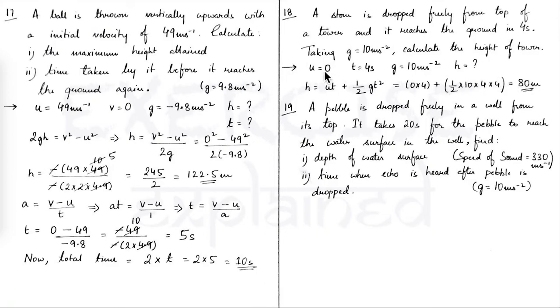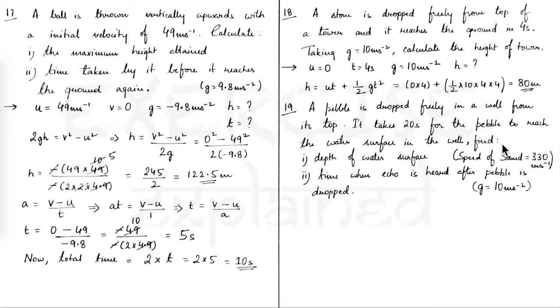Getting into the 19th question here, and that would be the last question for this video. So 19th question of exercise 3E, laws of motion. A pebble is dropped freely. So again it is dropped. So when it is dropped, initial velocity will be 0. In a well, from its top, it takes 20 seconds for the pebble to reach the water surface in the well.